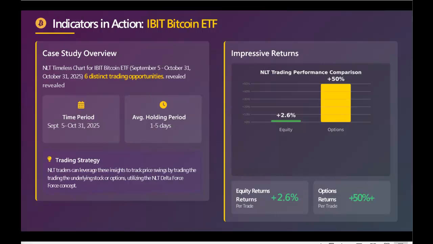We picked an ETF of the Bitcoin to demonstrate for a highly volatile instrument how our indicators help to find these key inflection points where there is a shift in between supply and demand. And so we tested the period here for demonstration September 5 to October 31. And by trading the share, so the IBIT share, there's about a 2.6% return per trade. By trading options, there's a return above 50% obtainable, and will guide you in how to find these points where there is a shift in supply and demand and direction changes before it happens.